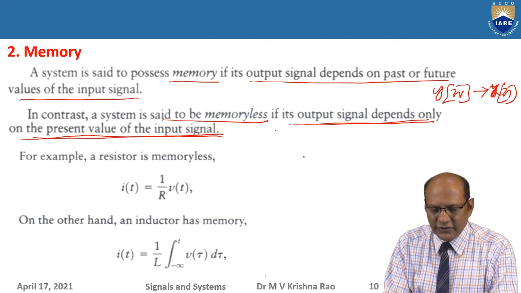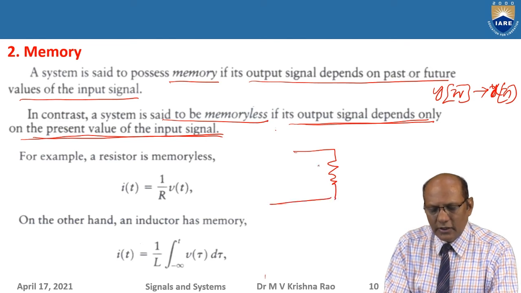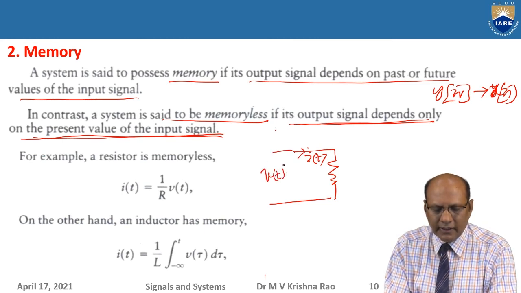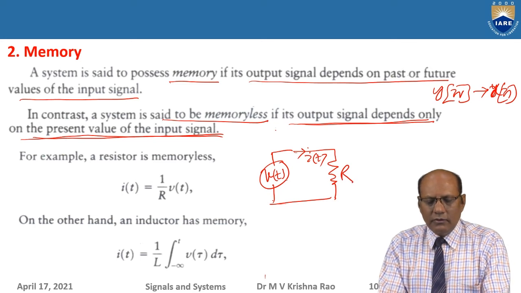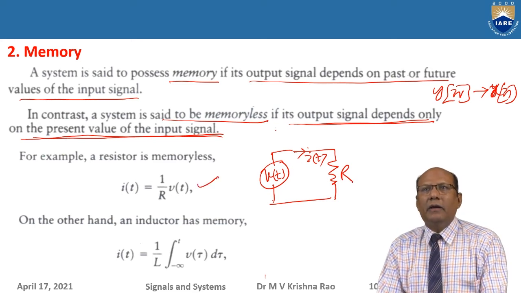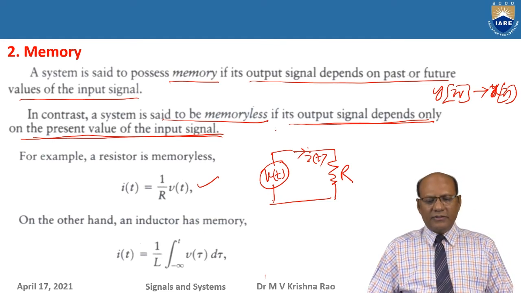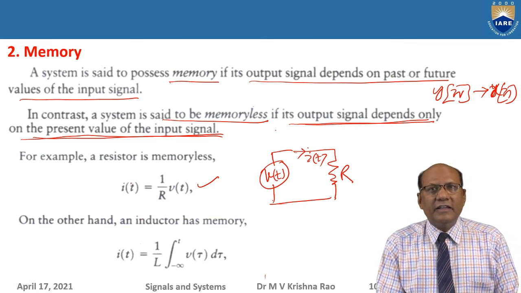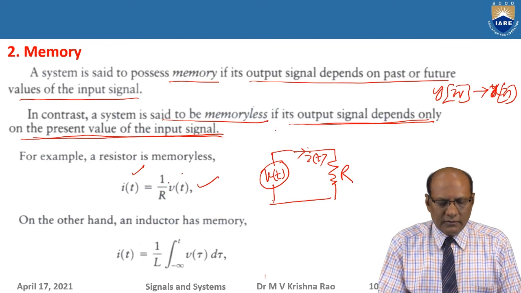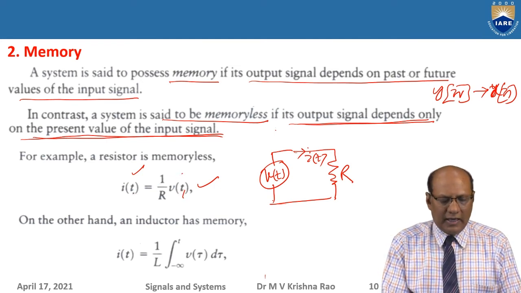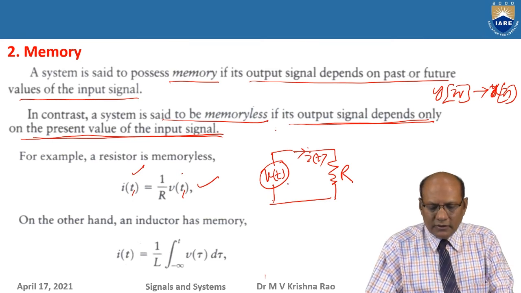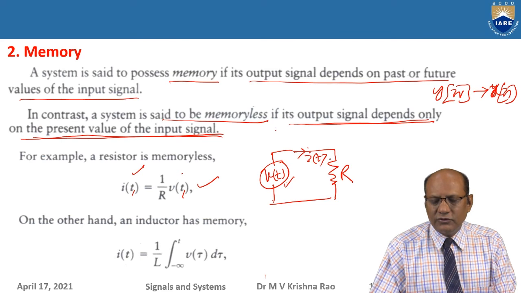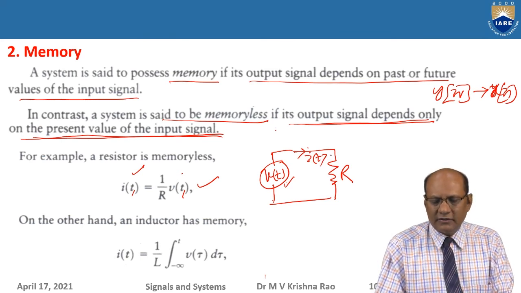Now take an example. Take a resistance here. I want to find the current flowing in this, and I have connected an AC voltage source here. So i of t equals V by R, where R is a constant resistance. So what it means is, at any instant t equal to t1, if I take V of t1, I have I of t1. That's all. So at the same instant, whatever voltage is existing here is the thing which is influencing the current at the same instant. That's why it is called a memoryless system.